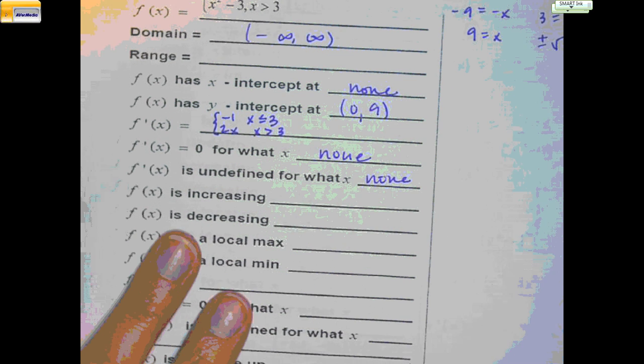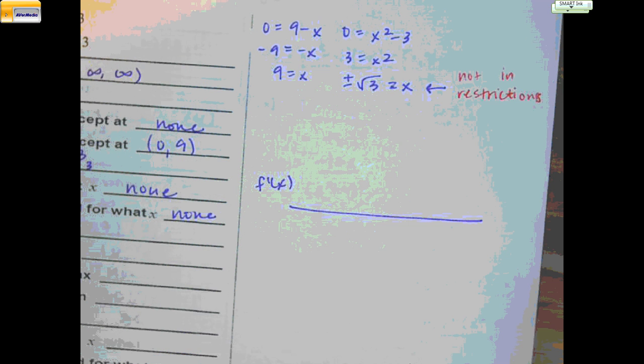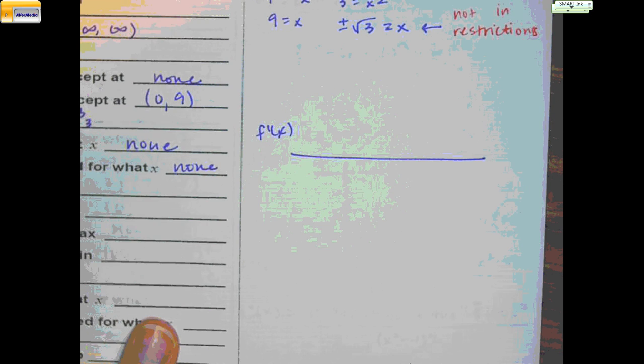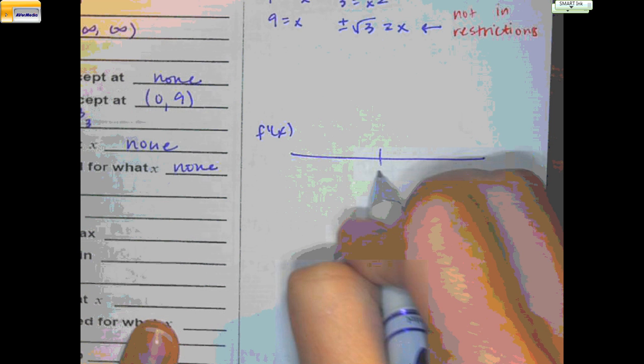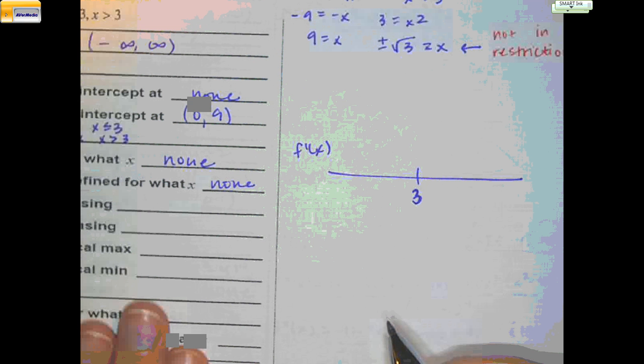Increasing and decreasing. We wanted to go ahead and do our number line. But what numbers go on here? 3, definitely. How'd you know that, Ocean? Yeah, that's kind of where our issue is. That's where the graph is changing. And we didn't have any other critical numbers to put on there.